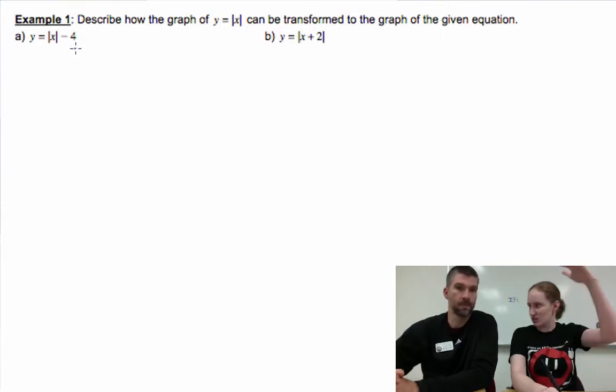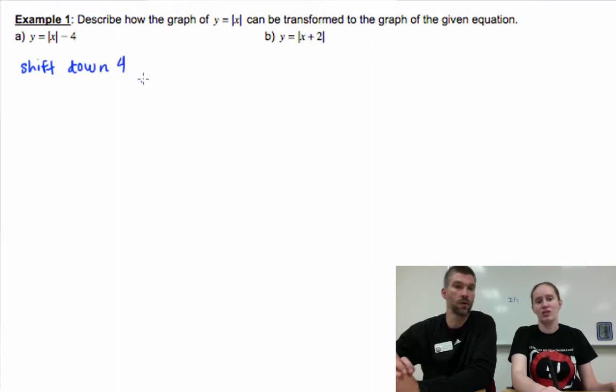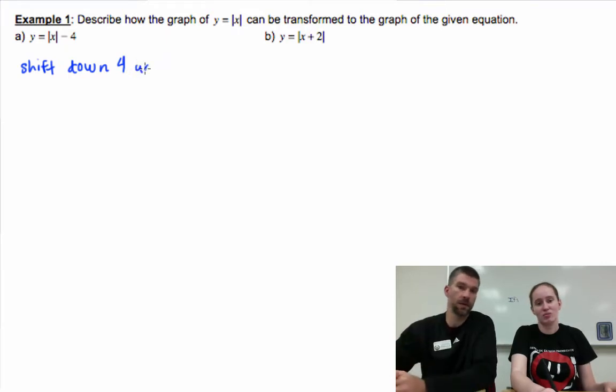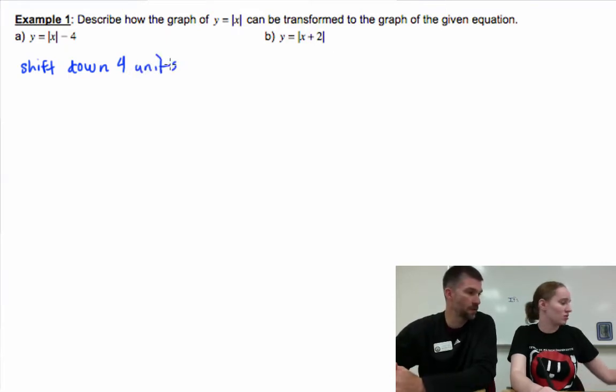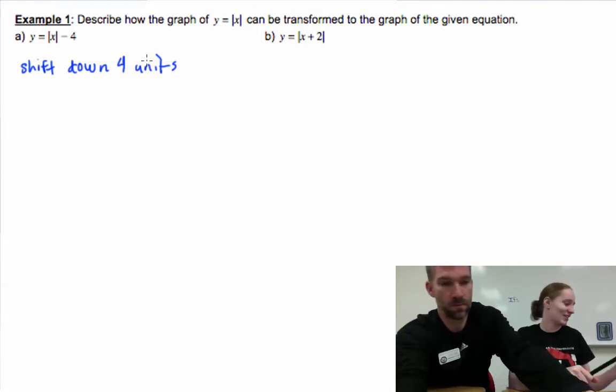Since it's negative, it's pulling us down 4. So we would write that we are shifting down 4, or something to that effect. You don't have to put units. You can, but we didn't put units here. You could put units or you could not.